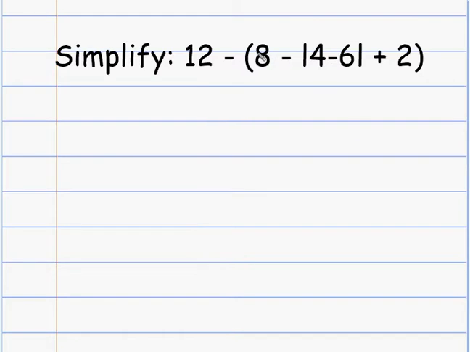Here's another problem for us to solve. Go ahead and get that written down on your paper. Press pause if you need to. This symbol right here is the absolute value symbol. We need to do whatever's in there first, because we have parentheses, but we have this other grouping right here. So 12 minus, parenthesis, 8 minus, what is the absolute value of 4 minus 6?